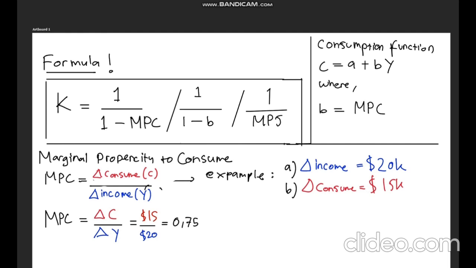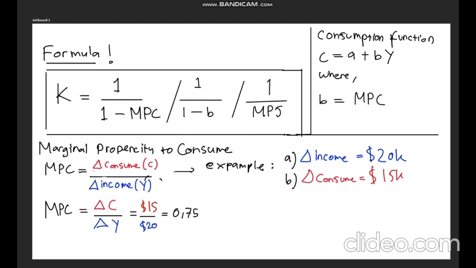So if we substitute that consumption function into the multiplier effect, K equals 1 divided by (1 minus MPC), which is the same as 1 divided by (1 minus b). Now I will explain what MPC and MPS are, and I will give you some analogy about where the MPC and MPS formulas come from.